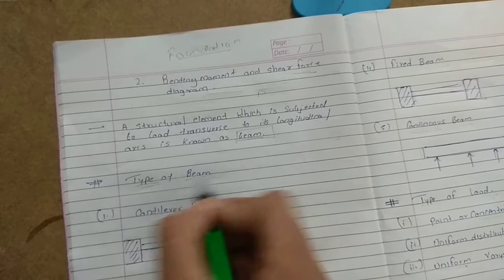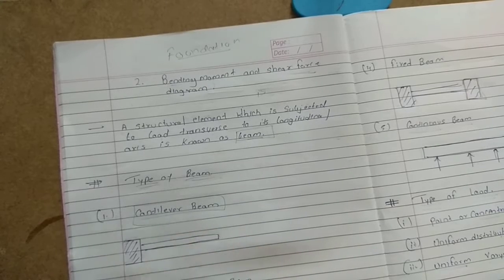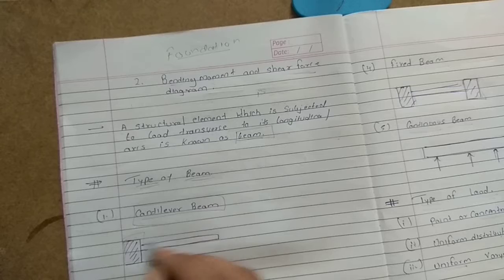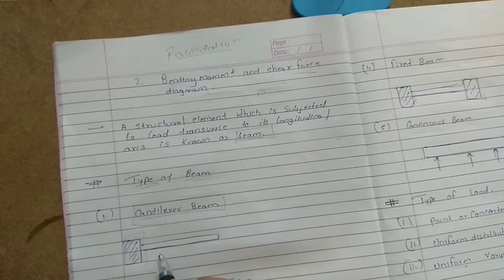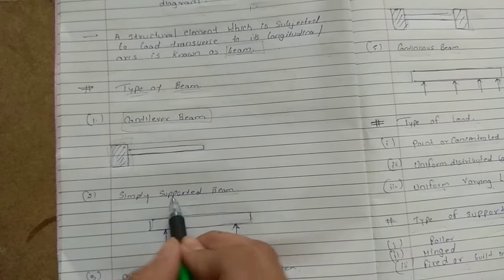The types of the beam: first is the cantilever beam. So what is a cantilever beam? A beam which is fixed at one end and free at the other end is known as a cantilever beam. You can watch here that this is free and one end is fixed. Now we will go to another example.